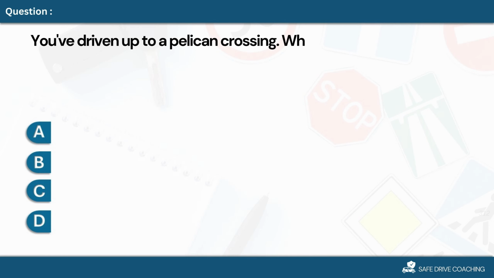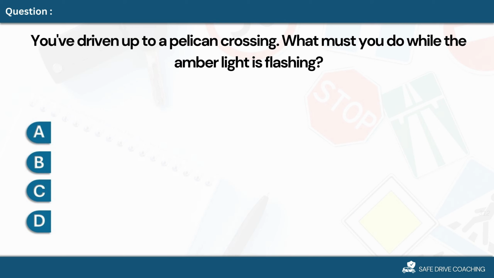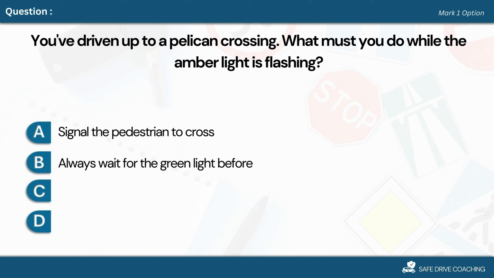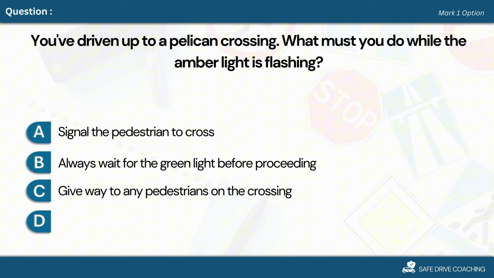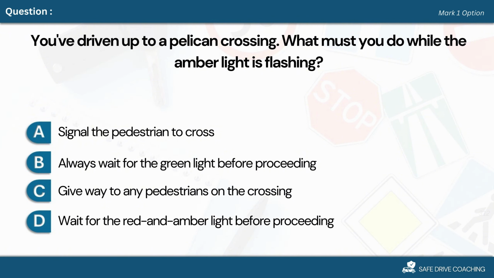You've driven up to a pelican crossing. What must you do while the amber light is flashing? A. Signal the pedestrian to cross. B. Always wait for the green light before proceeding. C. Give way to any pedestrians on the crossing. D. Wait for the red and amber light before proceeding.